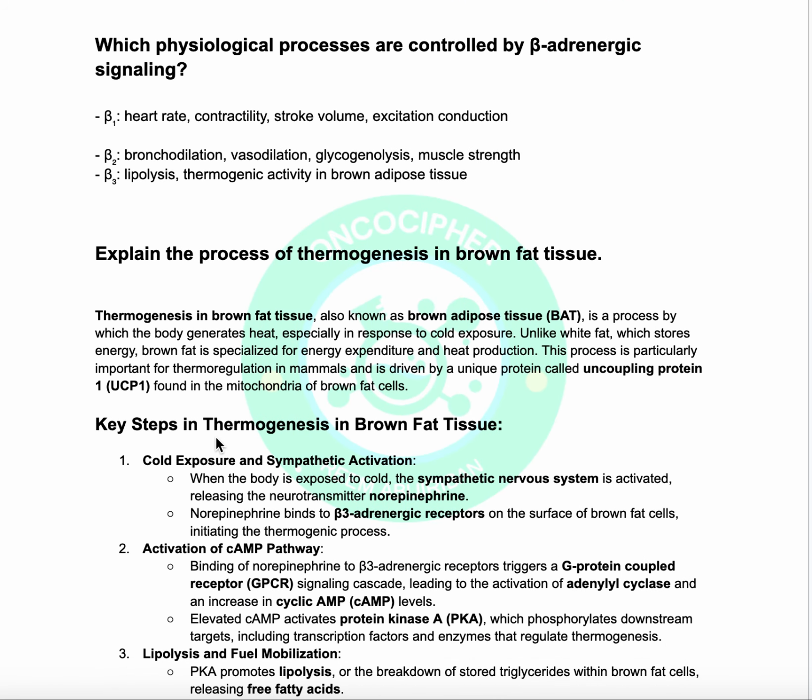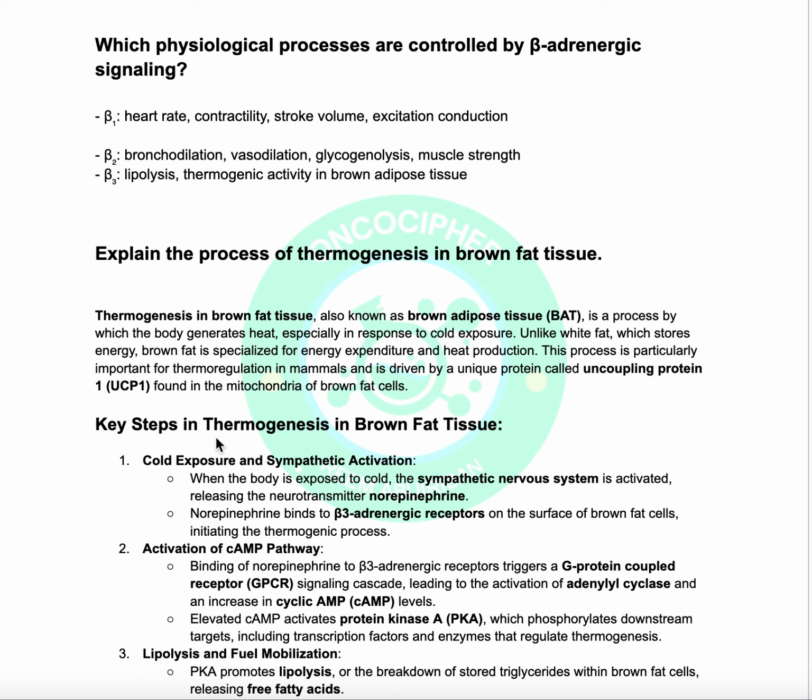Which physiological processes are controlled by beta adrenergic signaling? We have different beta receptors: beta 1, beta 2, beta 3. Beta 1 controls heart rate, contractility, stroke volume, excitation, and conduction. Beta 2 controls bronchodilation, vasodilation, glycogenolysis, meaning increasing the glucose in the blood, and it also controls muscle strength. Beta 3 controls lipolysis, increasing the lipids, and thermogenic activity in the brown adipose tissue.